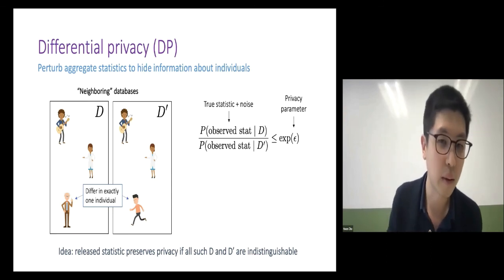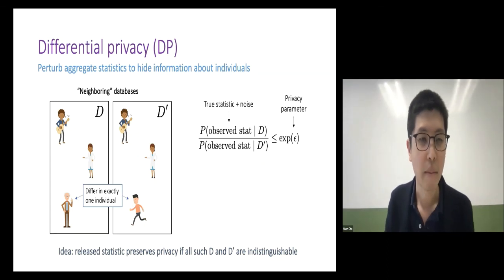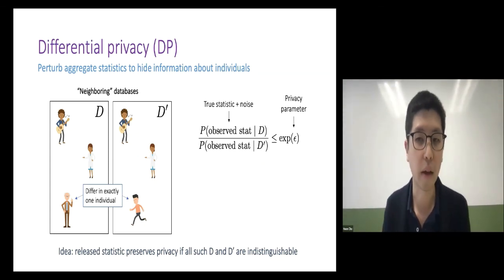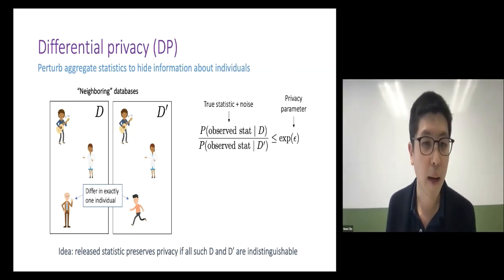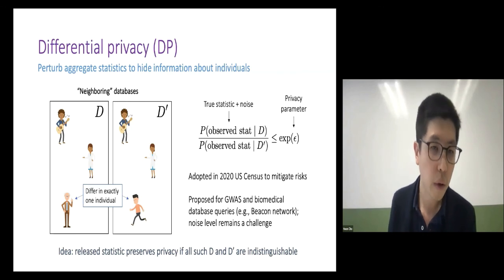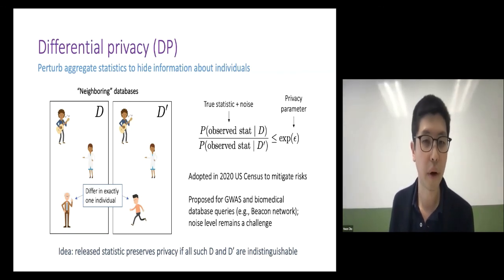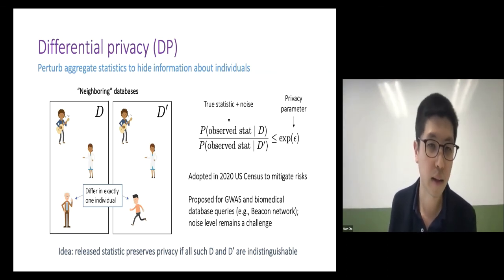These techniques provide a way to achieve this type of formal mathematical guarantee by perturbing the statistic with a controlled level of noise. And this is in practice used by companies like Apple and Google to privately collect user statistics. Also, recently, the US Census Bureau officially adopted this technique for the first time last year to mitigate the privacy risks in their data products.